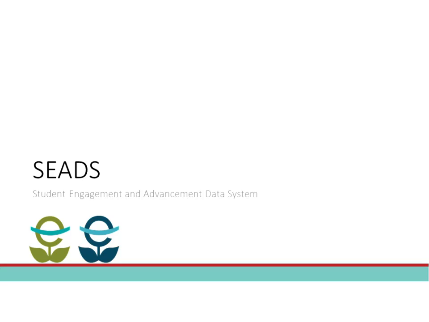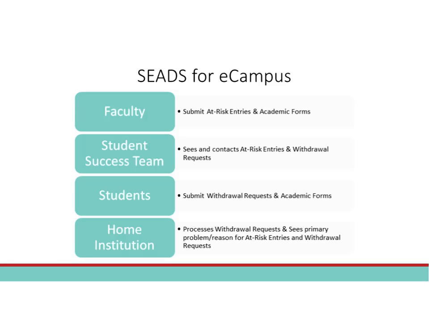And so that brings us to SEADS, which is what you'll use to actually submit those at-risk entries. SEADS originally just started out as an at-risk tool, and it's evolved into so much more, and there are so many different users that use SEADS now. Our faculty, of course, use it for your at-risk entries and to submit academic forms. Our Student Success Team uses it. That's where we can see your at-risk entries, and also where we can see and respond to any withdrawal requests.